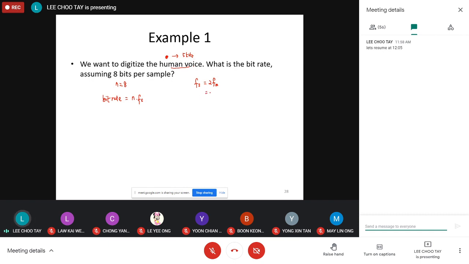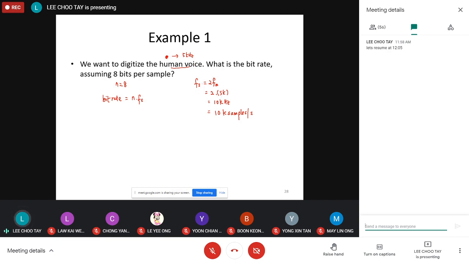Then your sampling frequency will be 2 × 5K, which is 10 kilohertz. This means our sampling rate is 10,000 samples per second. So always write your sampling frequency or sampling rate in samples per second.